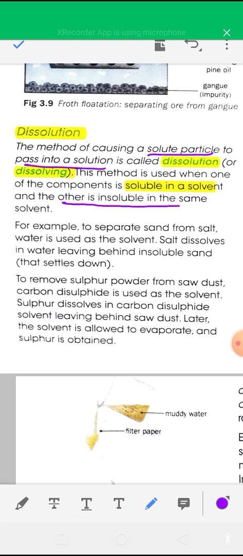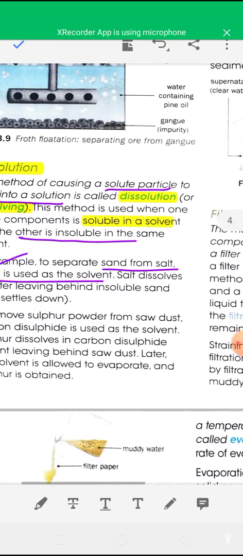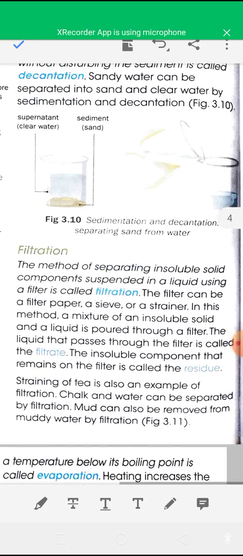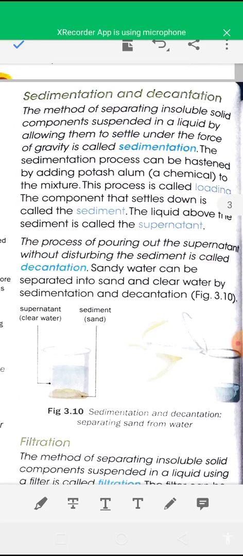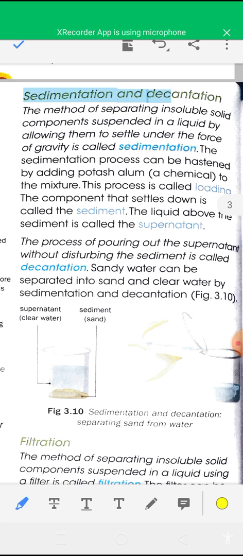Okay, so for example, using this method you can separate sand and salt, because salt is soluble in water, and sand is insoluble in water. So using dissolution, you can separate a mixture of sand and salt. Okay, one more example is given under application.